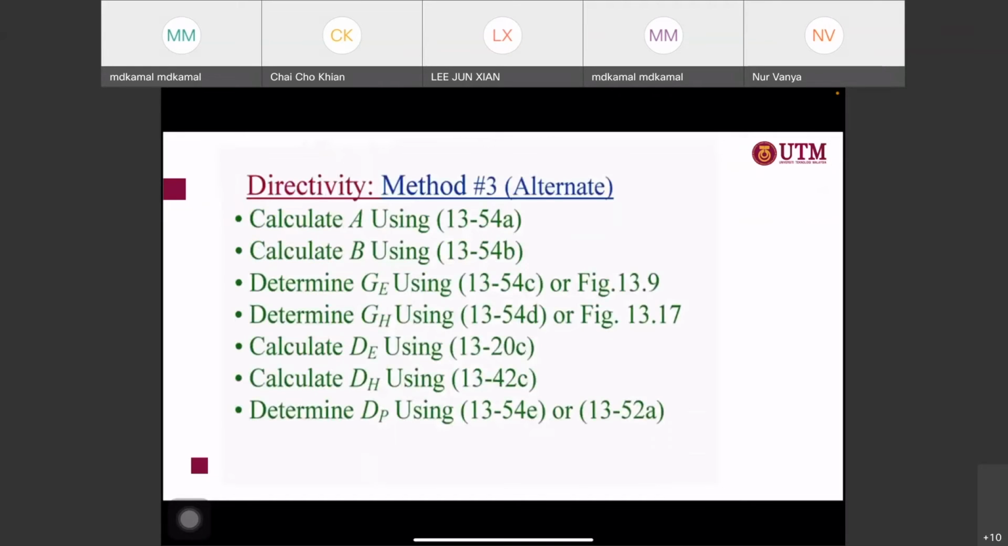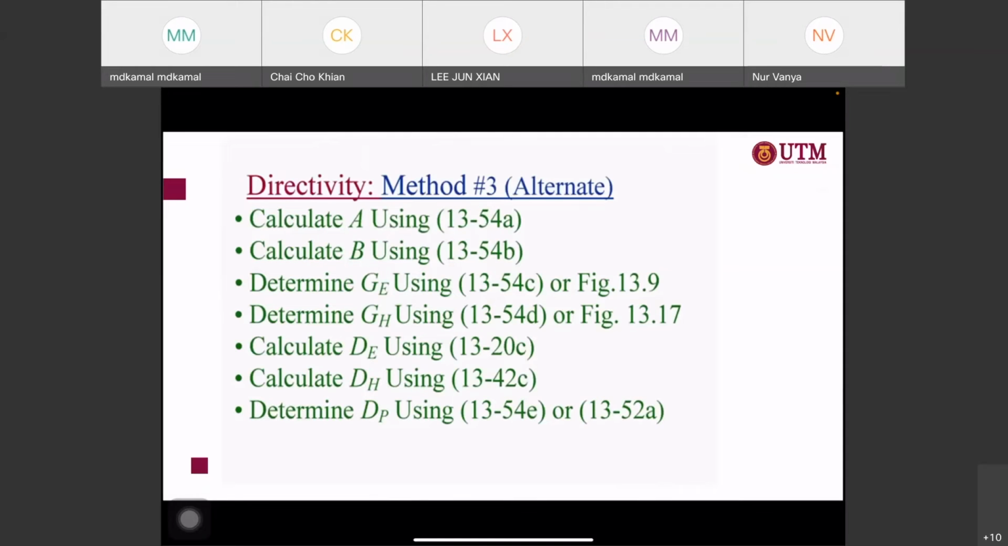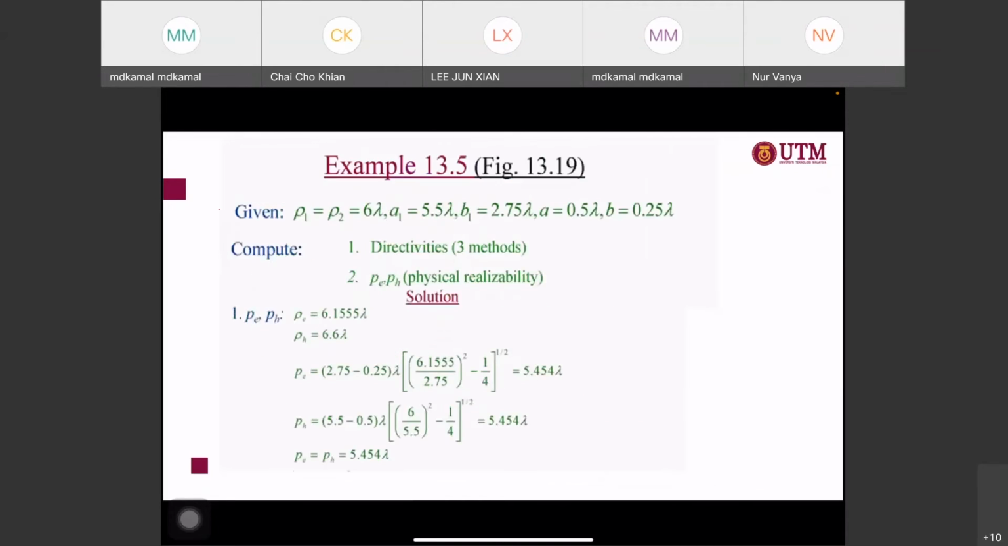Okay, so we find that you can use three different equations. This is to show the loss figures for the E plane and the H plane, in terms of LH and LS, as we mentioned before, to calculate it. Let's say you are given this. This was given in your question. I think it's the same thing as before.